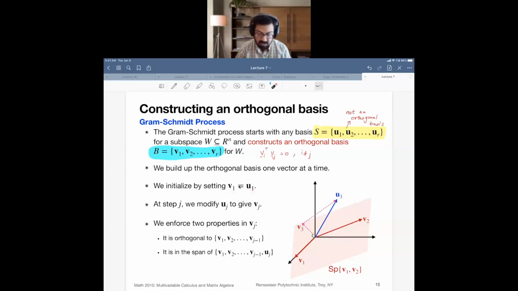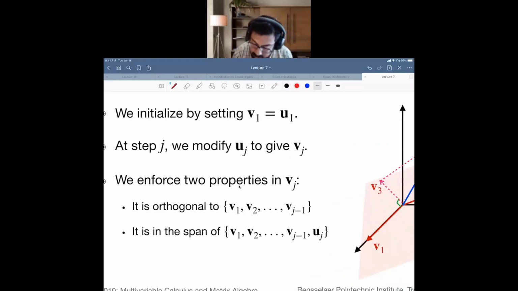So V1 is U1. Then at every step, I modify, or I simply rotate each vector in U, like U2, U3, and so on up to UR. Each one, I'm going to rotate to give V2, V3, VR, so that two properties are met, right? So I'm taking U2, I'm rotating it to get V2. I'm taking U3, I'm rotating it to get V3, and so on. I'm taking UR, rotating it to get VR. But as I am modifying, I will have to enforce two properties, because at the end I need an orthogonal set. What is that? If I'm working for Vj, right? So suppose I'm working for, let me do it for V2, right?